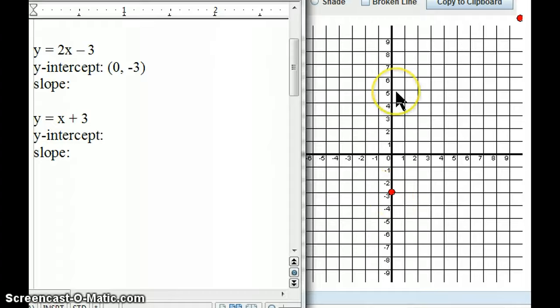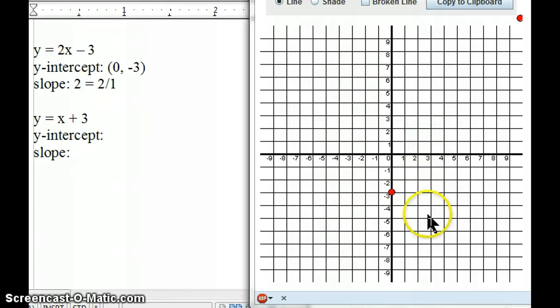Now to get another point, I need to identify the slope. And here the slope, it's always just the coefficient of x. So here it's 2. And I can think of that as up 2 over 1. So that means that from this point, I'm going to go up 2, right 1 to get to the next point, up 2, right 1, up 2, right 1.